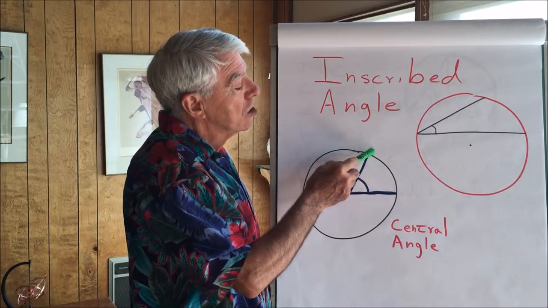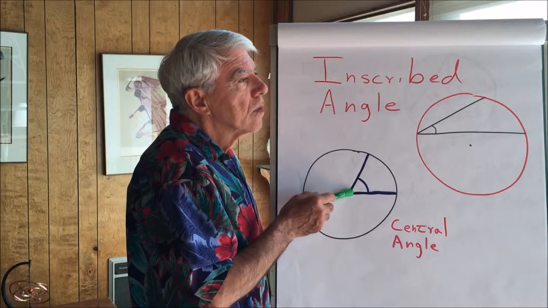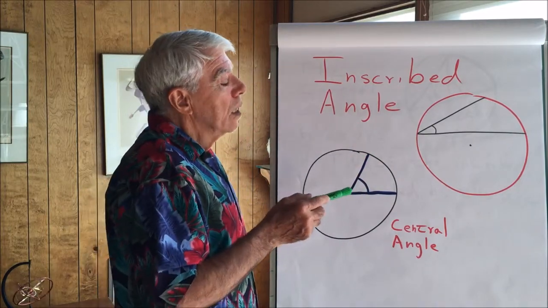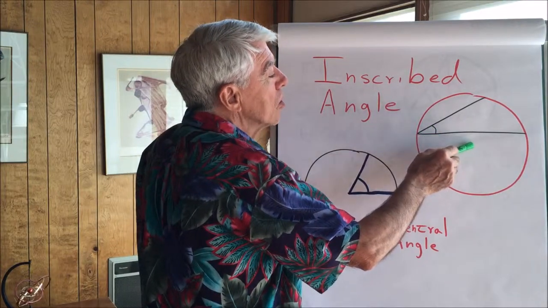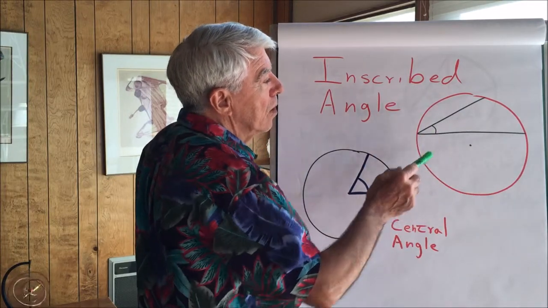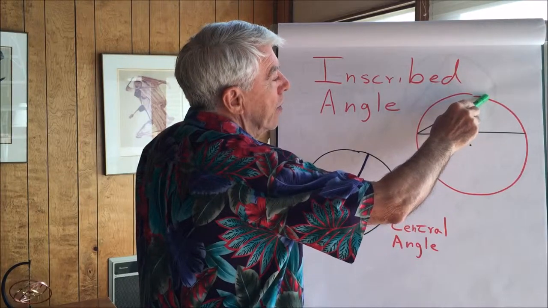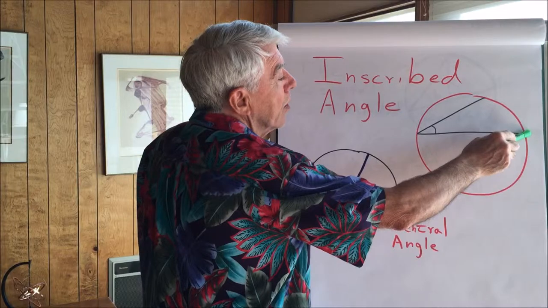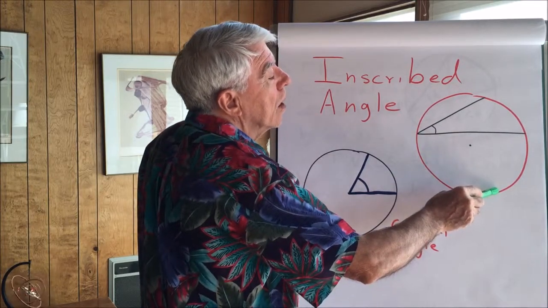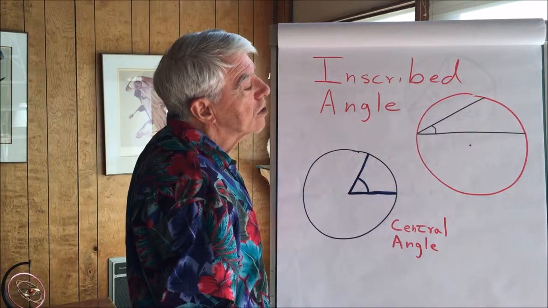This arc subtends this angle. What that means is that the two sides of the angle extend from the center to the endpoints of the arc. In the case of an inscribed angle, we don't use the center, but we use any other point on the circumference of the circle. So this is the arc that subtends the angle. It can be from this endpoint of the arc to here, and this endpoint of the arc to here, or it could be to here, or any other point. Regardless of what point you put on the circle, this is the arc that subtends the inscribed angle.